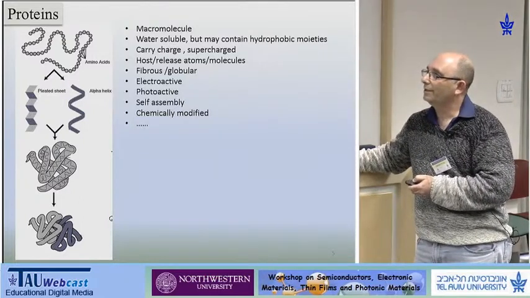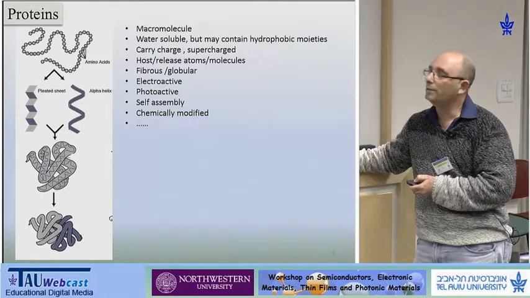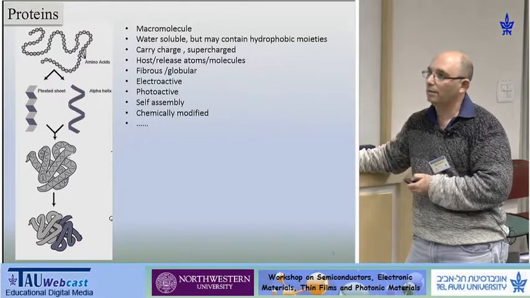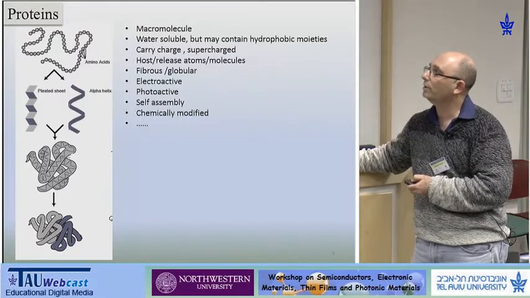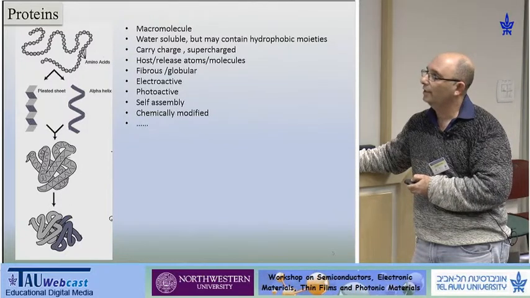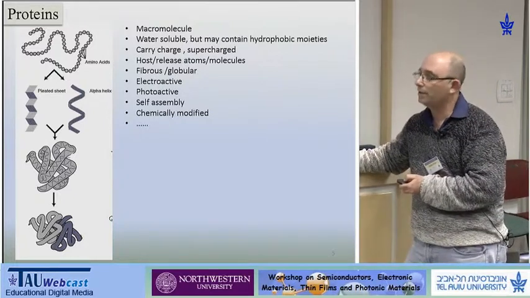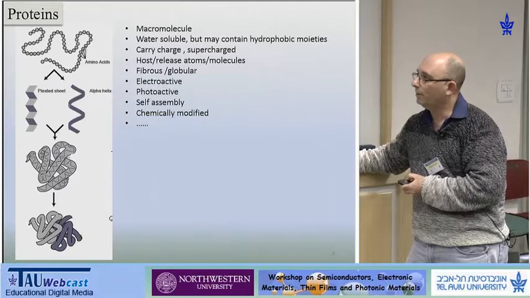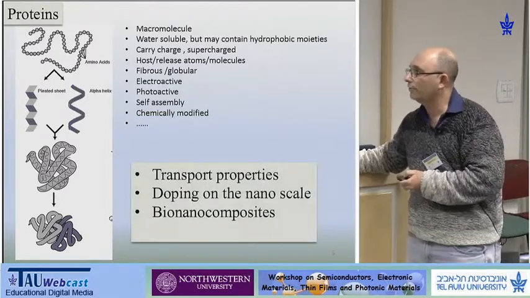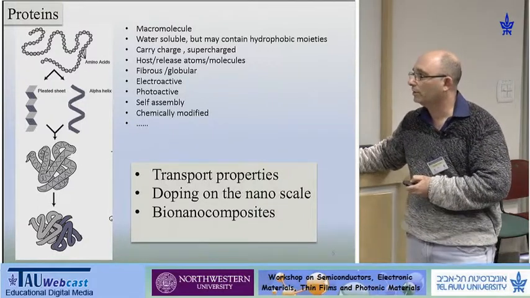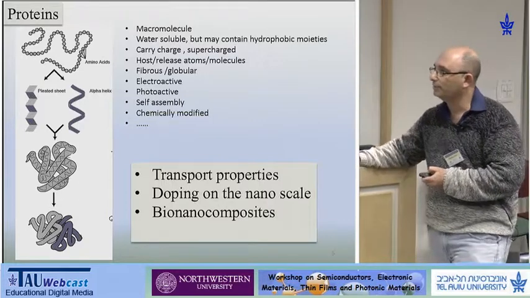So in this talk, the basic material will be proteins, which is, of course, a biomaterial, and from our point of view, a very nice and very attractive building block in which we can do many things, because of all of these properties. It can be water soluble, but may contain hydrophobic moieties. This is very important for us for doping. It can host or release atoms or molecules. It can be electroactive, photoactive. We can make it self-assemble, etc. With respect to this talk, we are interested in the transport properties of these proteins. We are interested in doping on a nanoscale and in bio-nanocomposites.